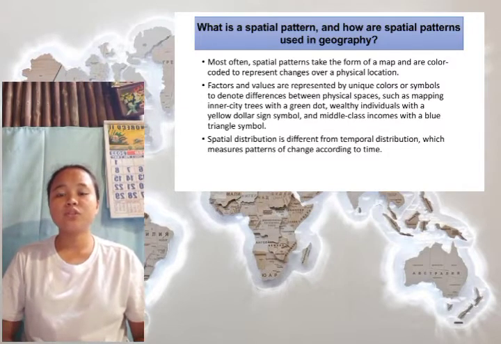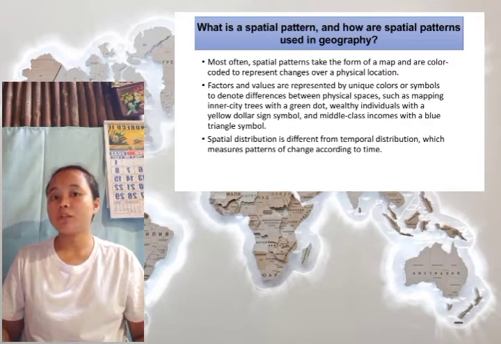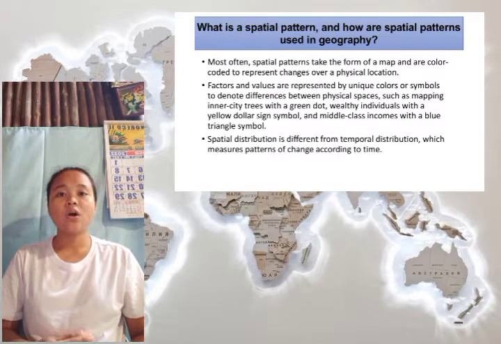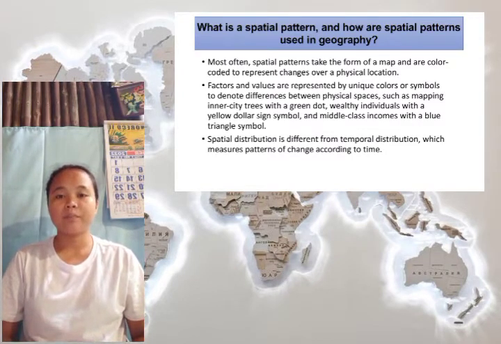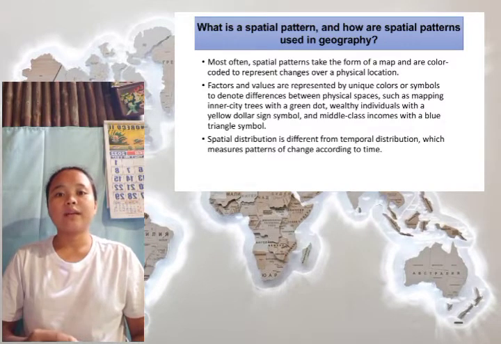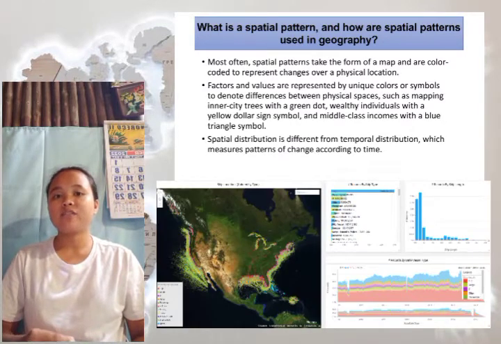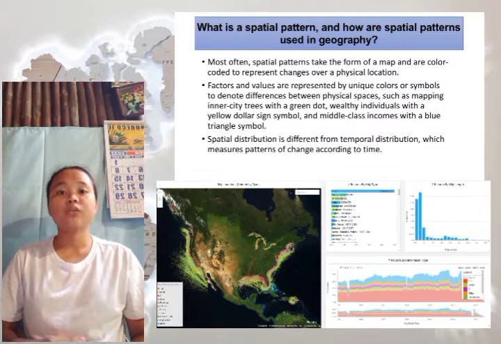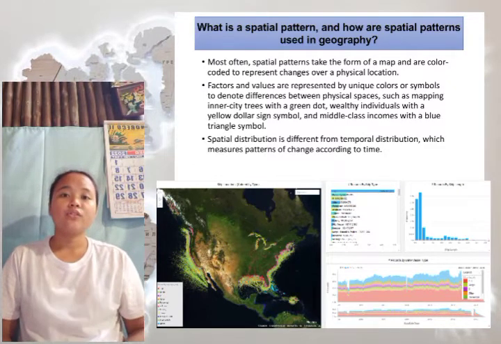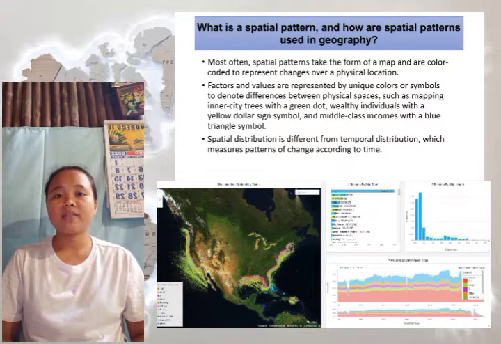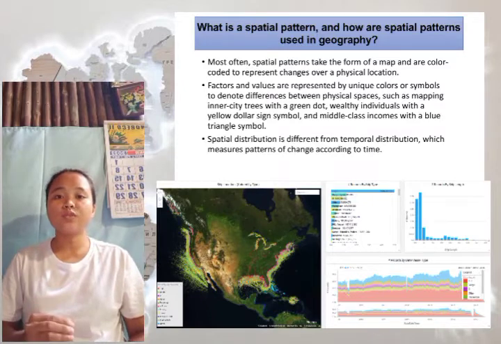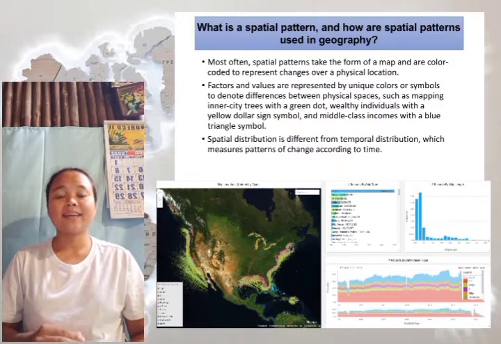So, spatial distribution is different from a temporal distribution, which measures pattern or change according to time. So spatio-temporal, or spatial temporal, relates to space and time. Spatial refers to space and temporal refers to time. Spatio-temporal is used in data analysis when data is collected across both space and time.